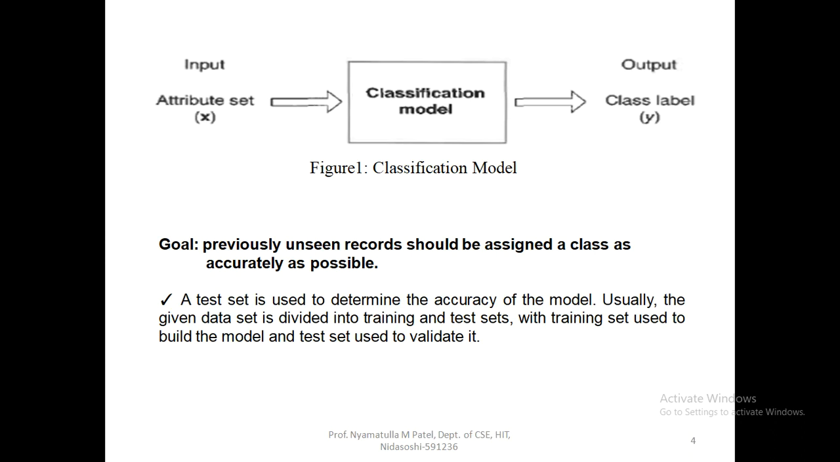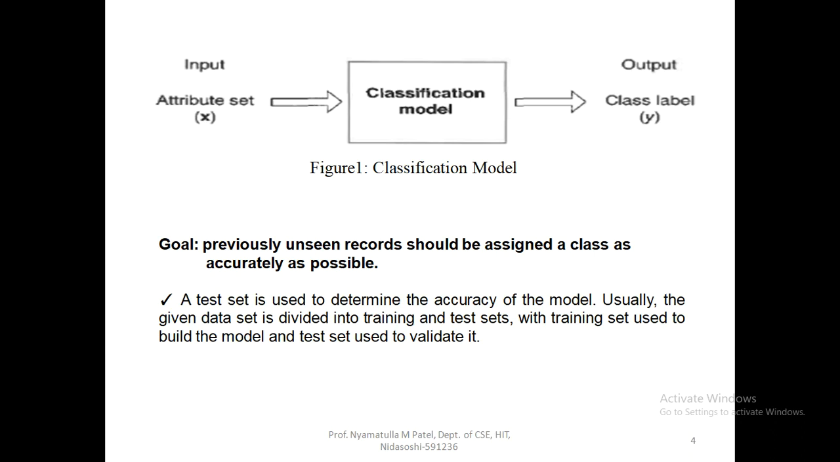That is Y. Now, what is the goal? Previously unseen records should be assigned a class as accurately as possible. You have a training set of data, you have trained them and classified them into two categories, non-leafy vegetables and leafy vegetables. Whenever you give an input, for example the input attributes of a leafy vegetable, then it should be assigned only to the leafy vegetable class.